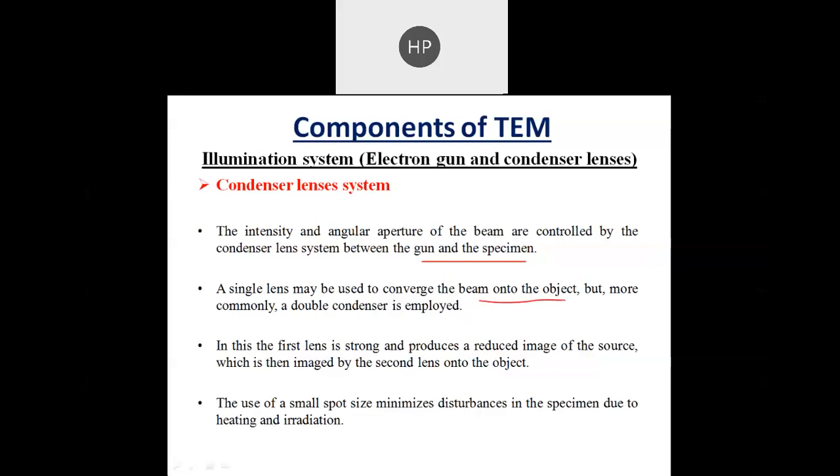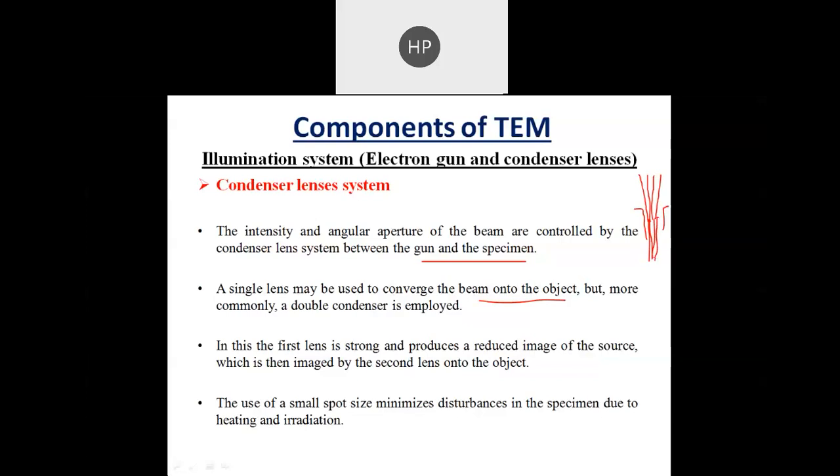What the condenser will do, it will reduce the diameter of the electron beam and focus it on a specific spot. Okay, so suppose this is the electron beam and here we have a condenser. So what the condenser will do, it will reduce the diameter of the beam and focus it on a particular spot. Okay, so this is the use of the condenser lens.